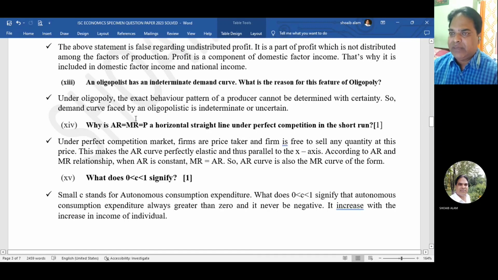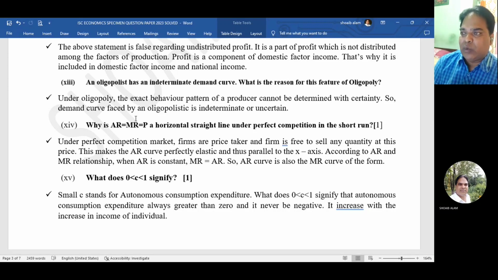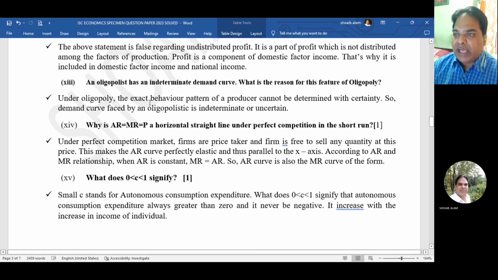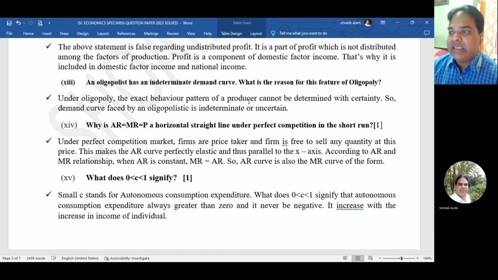Now number 13. An oligopolist has an indeterminate demand curve. What is the reason for this feature of oligopoly? Okay, the answer is: under oligopoly, the exact behavior pattern of producers cannot be determined with certainty. So the demand curve faced by an oligopolist is indeterminate or uncertain.